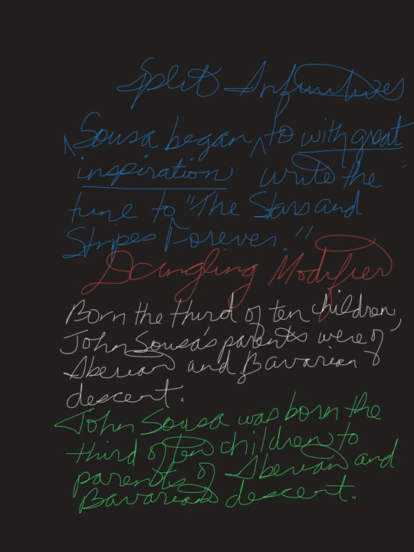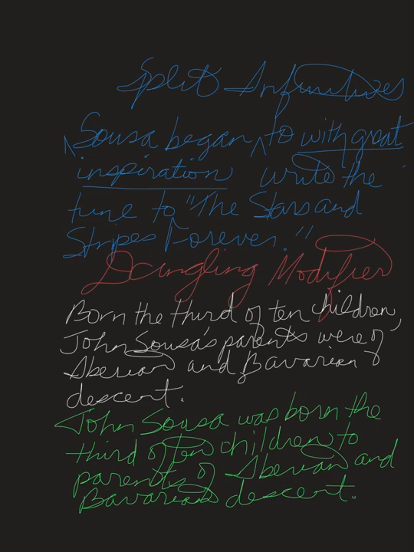And so that's one way you could fix that. You could just say John Sousa was born the third of 10 children to parents of Iberian and Bavarian descent. Now, please note that with these dangling modifiers, unlike some of the others that we've discussed, with the dangling modifiers that don't really have a clear thing that they modify, you can't just move them, okay? Because there's nothing in the sentence that they really modify. So you can't just move it and put it closer to another word because it won't modify that other word either, okay? You have to rewrite with a dangling modifier.